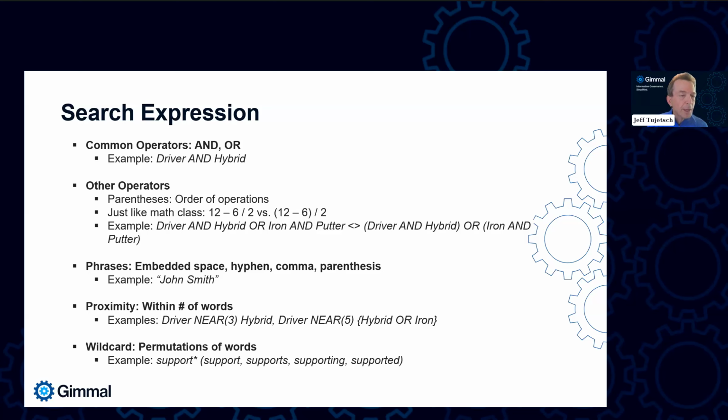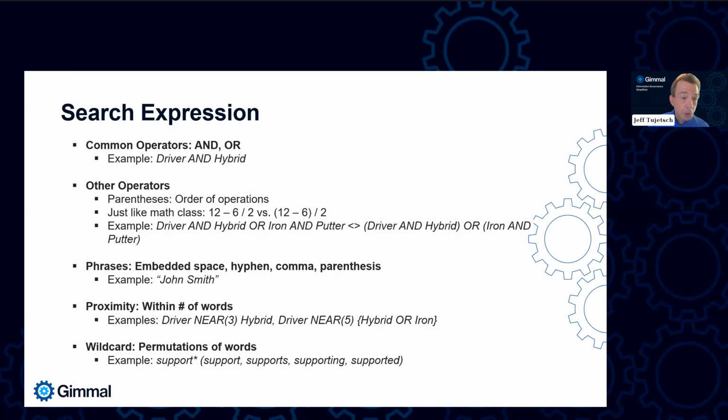If you have an embedded space, hyphen, comma, or parenthesis in the text, like we have here for John Smith, you need to encapsulate that within double quotes, because that's basically saying I want the space to be one of the characters that I'm looking for. So be sure to do that anytime that you have any of these special characters in your phrase. Make sure you use double quotes around them.